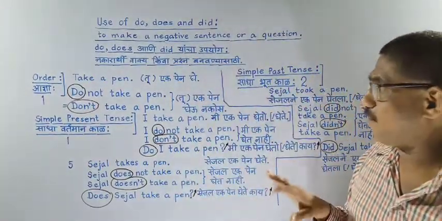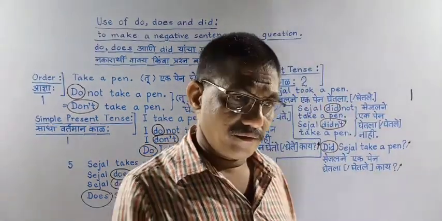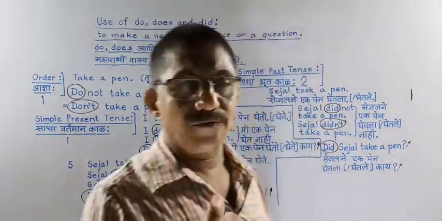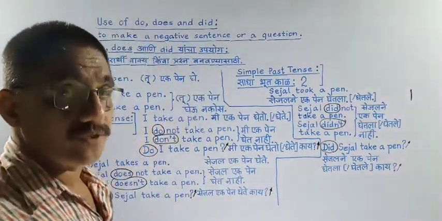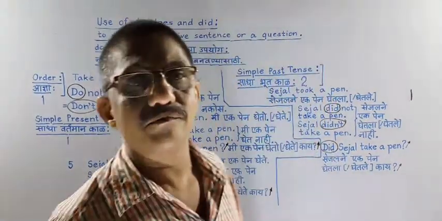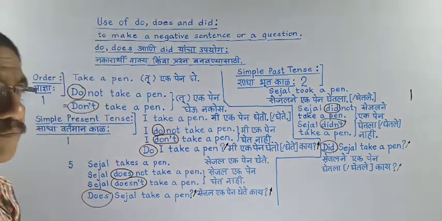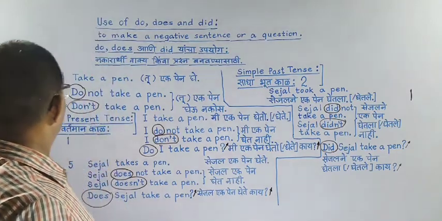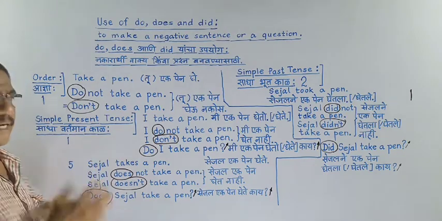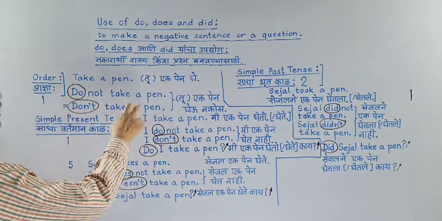But normally, we need one helping verb to create a negative sentence or a question. If we put not after that helping verb, it becomes a negative sentence. If we lift that helping verb to the beginning place, that becomes a verbal question or why-in question. That's why it is important to understand when an order is there. Take a pen. We need do to make it a negative form. It means do not take a pen or don't take a pen.